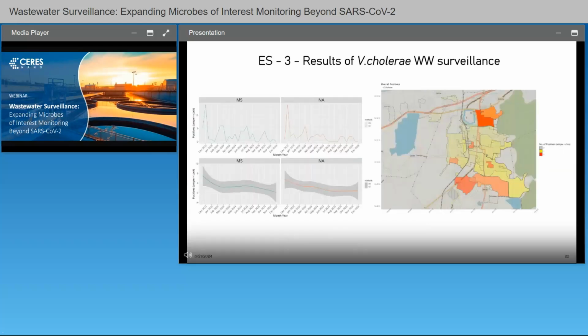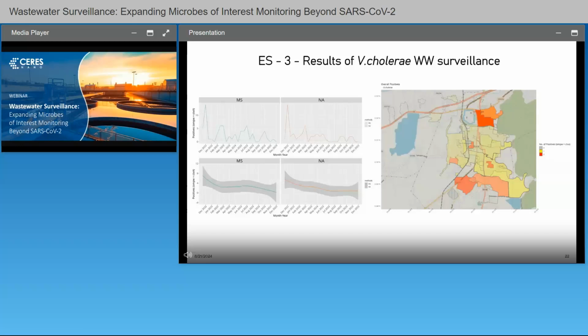Now, these are the results for Vibrio cholerae. We were interested in Vibrio cholerae because cholera strikes the peri-urban and rural areas in Vellore, and these areas do not have good access to healthcare. By the time the patient, usually a child, gets to the hospital, they are in a very serious state, and there are even fatalities.